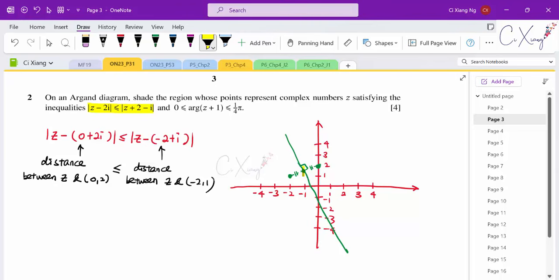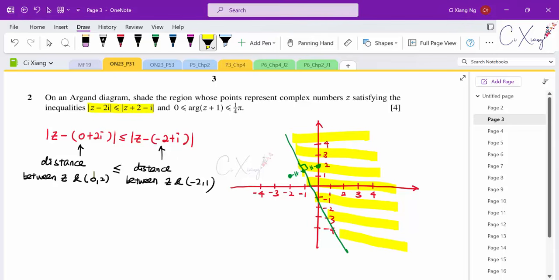But if I'm interested in the distance from z to 0, 2 being smaller than from z to 2, 1, that means your z should move closer to 0, 2, which means I'm interested in this area. So when I want to shade the area, I should shade this whole area here. Alright, so this is how we decide which area to shade when the complex number z satisfies the inequality. Okay, that's the meaning now.